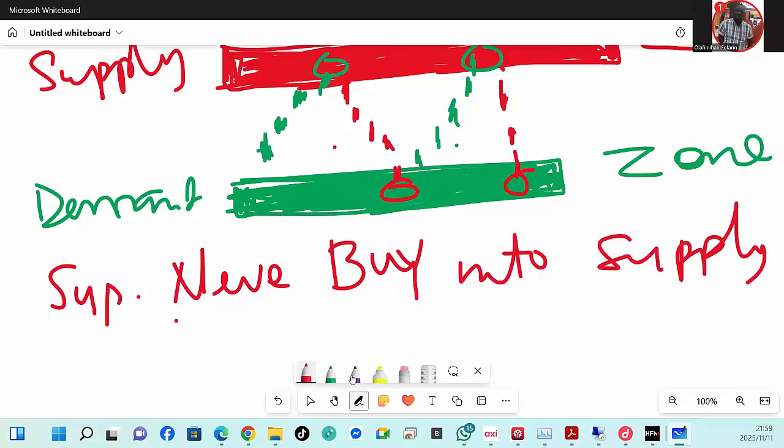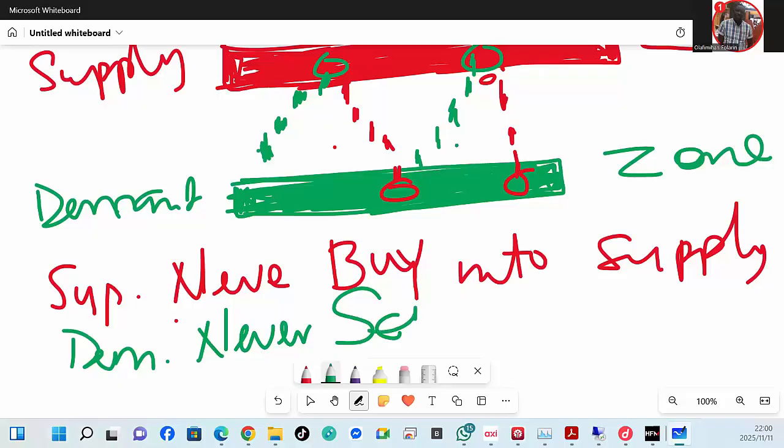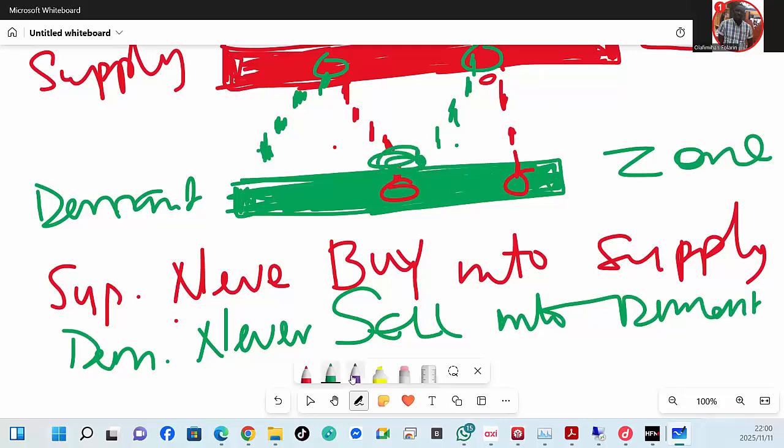That means anytime price moves closer to the supply, don't ever look for buying opportunity. Never buy into supply. And demand, never sell into demand. That means anytime price comes near this zone, never sell again. Look for opportunity to buy.